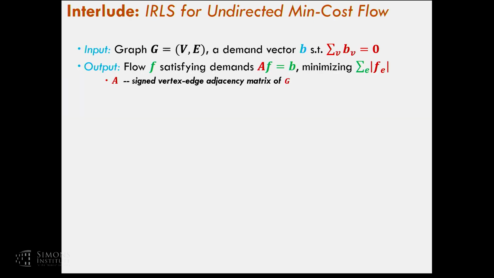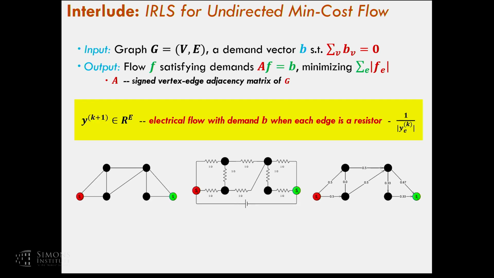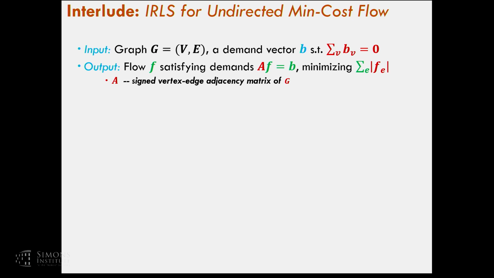So let's look at an application, or a special case, of this L1 minimization problem. In fact, it's the undirected min cost flow problem, where you're given a graph. And imagine you're given a source and sink, and your goal is to ship as much flow as possible from the source to the sink while minimizing the sum of the absolute values of the flows. This problem can capture things like bipartite matching and even capacitated min cost flow and so on.